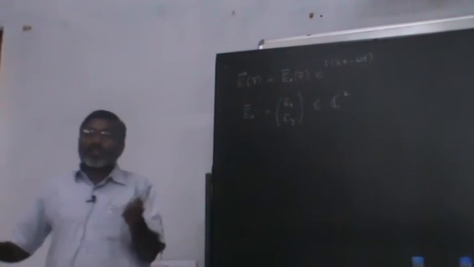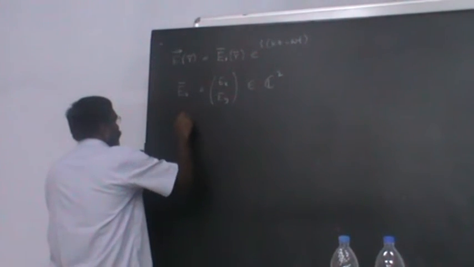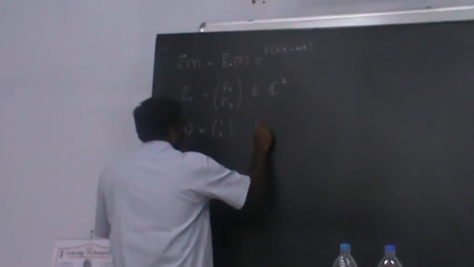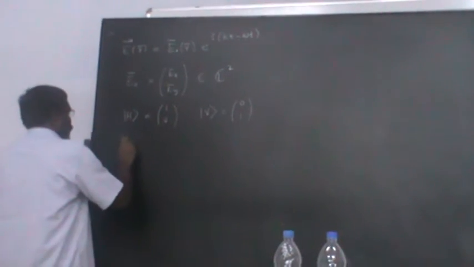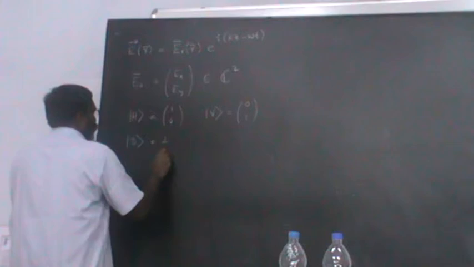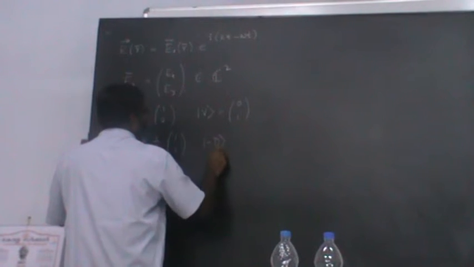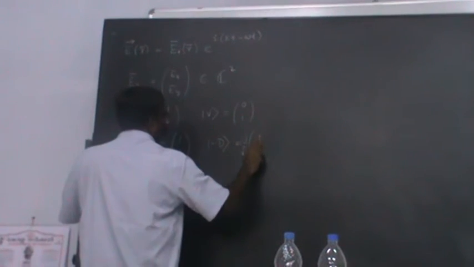So you can see the polarization state of an electromagnetic beam can be represented as a vector in the complex Hilbert space. Correspondingly, horizontal polarization corresponds to (1, 0). Vertical polarization corresponds to (0, 1). Diagonal polarization corresponds to 1 by root 2 times (1, 1). And minus diagonal polarization corresponds to 1 by root 2 times (1, -1).